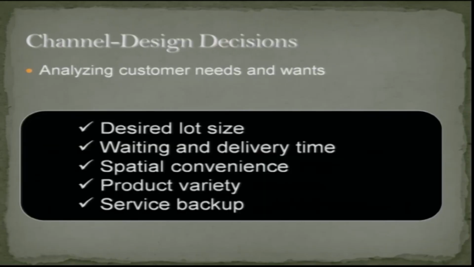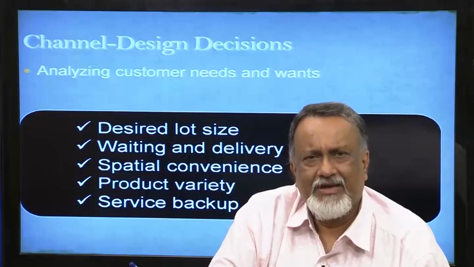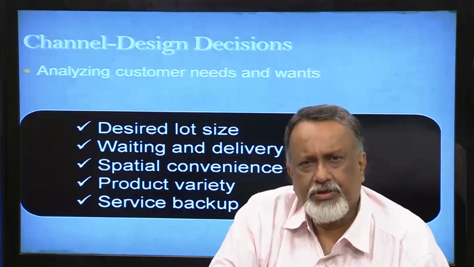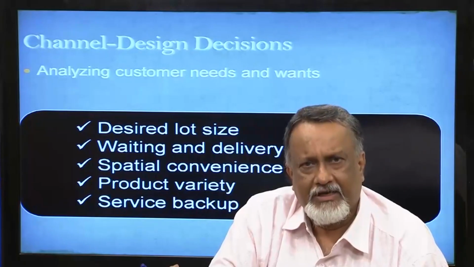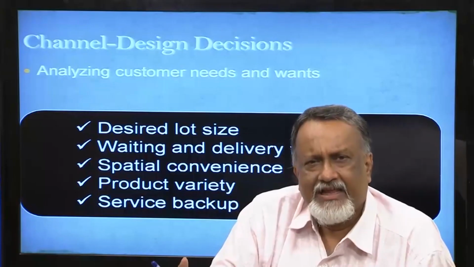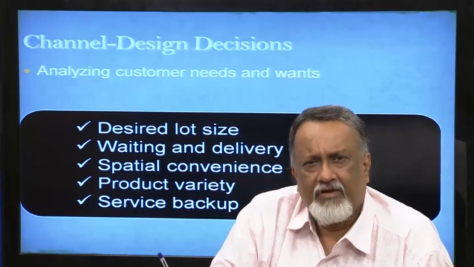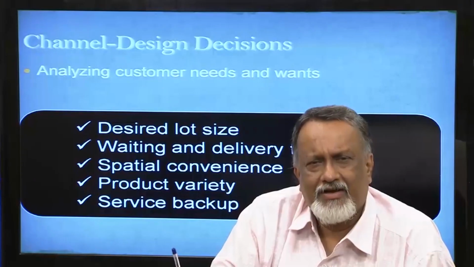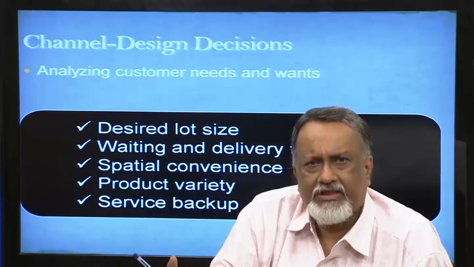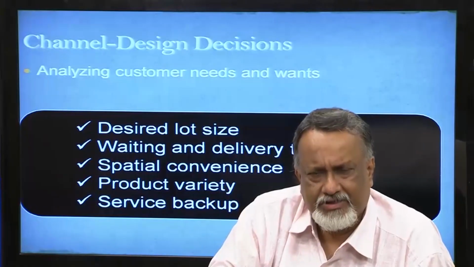Channel design decisions we have already discussed. They are actually based on desired lot size, waiting and delivery time. For example, if it is some staple product like rice or atta, then you cannot wait for 2 days for delivery. So your distribution channel should be such that when the customer needs it, he or she should be able to pick it up within a few minutes and walking a few hundred meters. They neither can wait for 2 days nor will they be prepared to travel 5 kilometers.